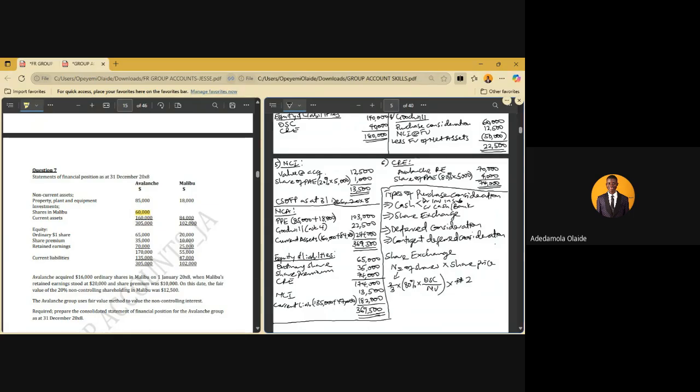Now, like I said again, when we are to calculate the share exchange consideration, it is just the number of shares the parent is selling multiplied by the parent entity share price on that day. So the parent entity share price maybe is 2 naira, but to get the number of shares the parent is selling, in most cases it is expressed as a percentage of the shares of the subsidiary they are acquiring.